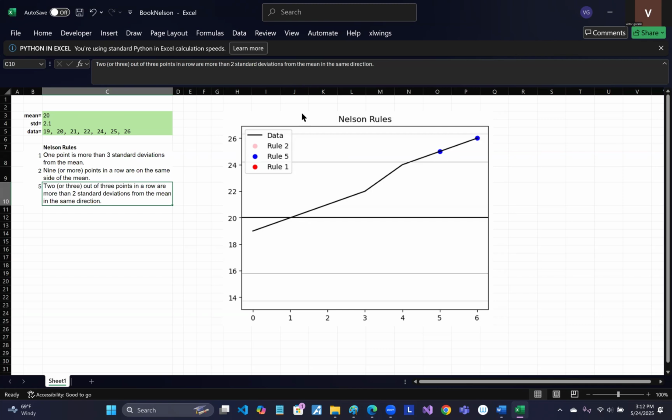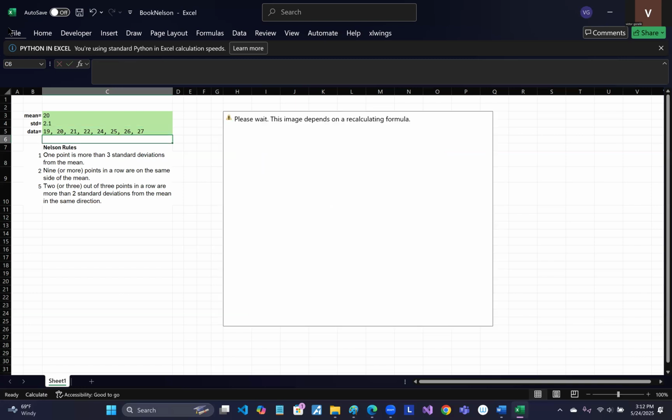Try to add one more data point equal to 27. It is easier to do with the help of the formula bar. In the end of the formula, type 27 and press enter.